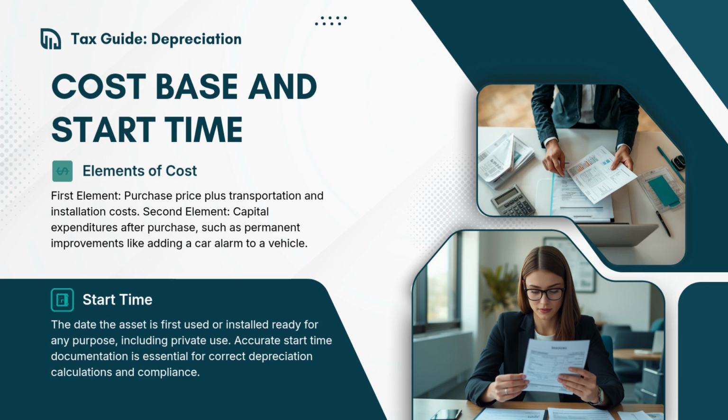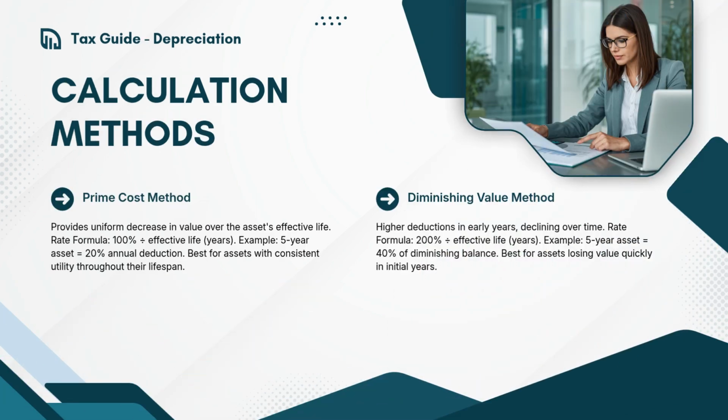We use two primary methods to calculate depreciation: prime cost and diminishing value. Prime cost assumes the asset's value drops evenly every year. The rate is simply 100% divided by the effective life. Alternatively, the diminishing value method assumes the asset loses more value in its earlier years. This rate is 200% divided by the effective life, and it is applied to the adjustable value, the remaining balance, each year, rather than the original cost.